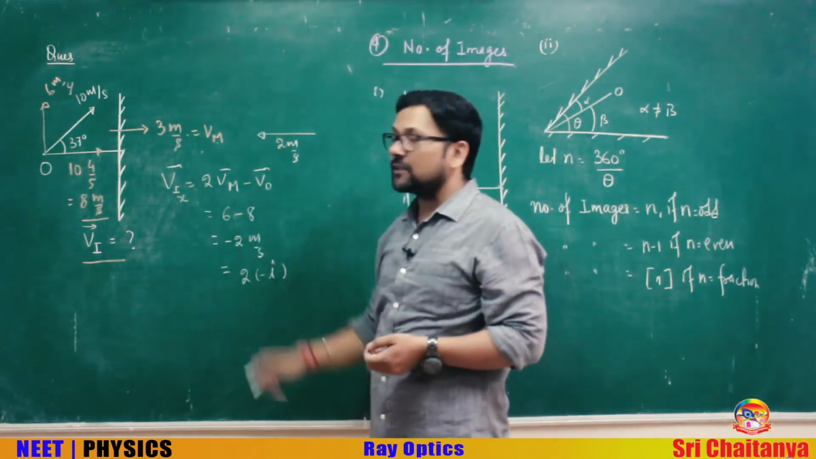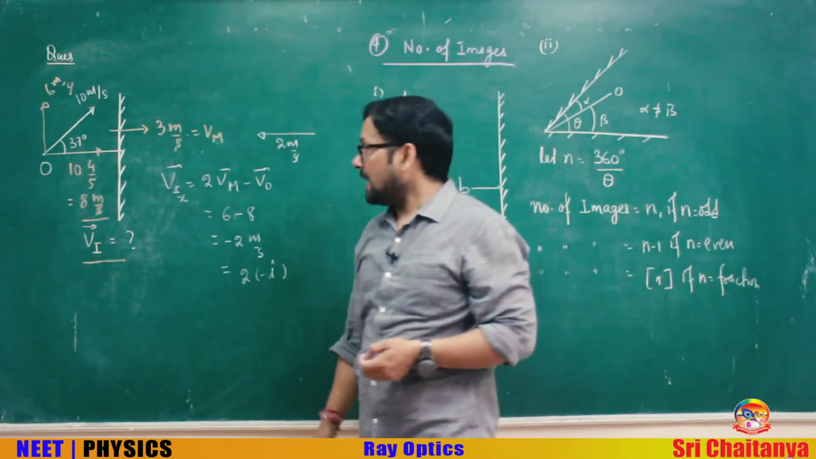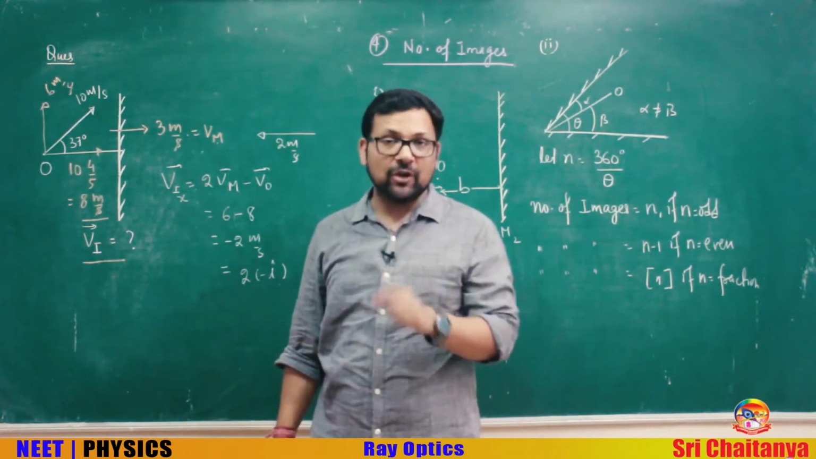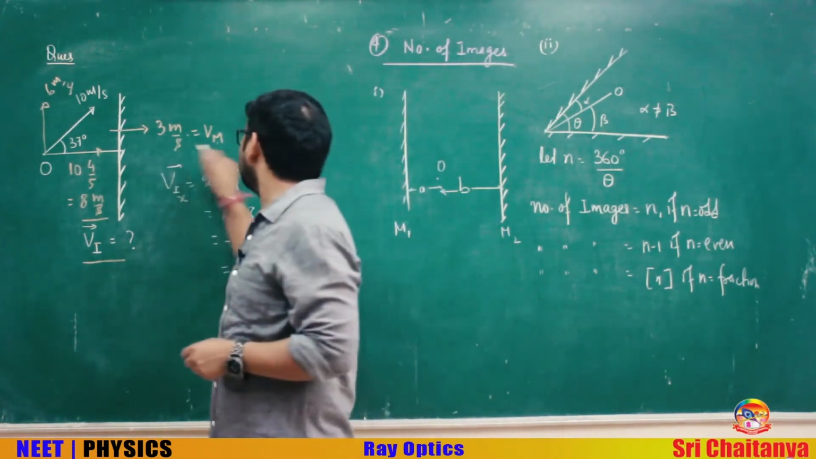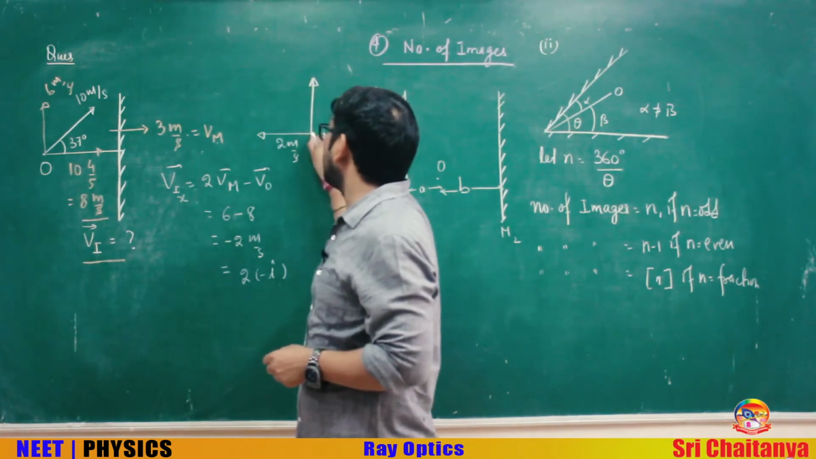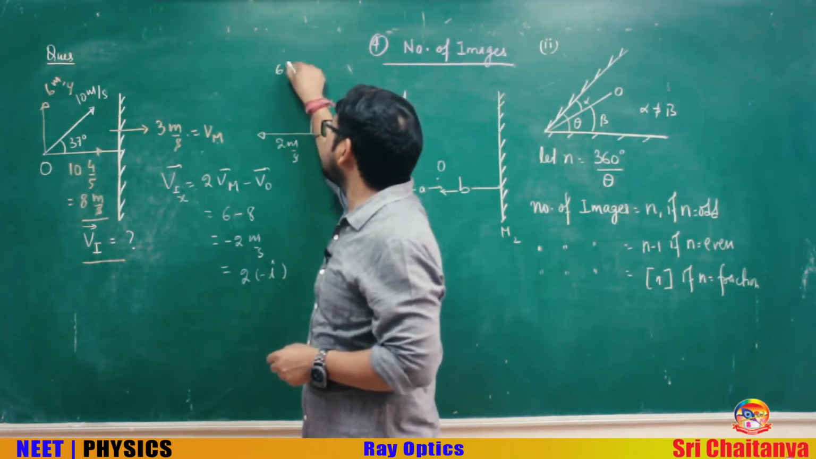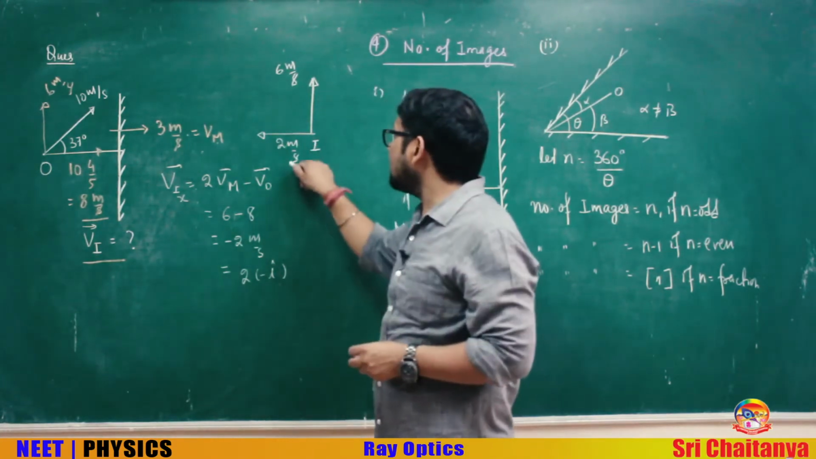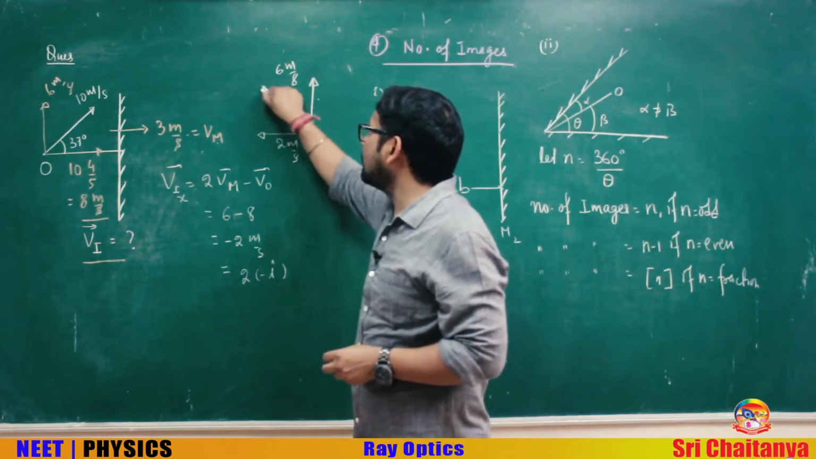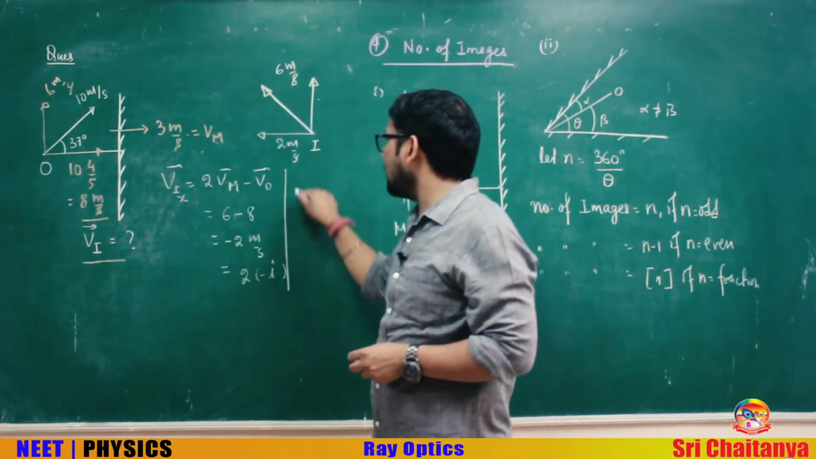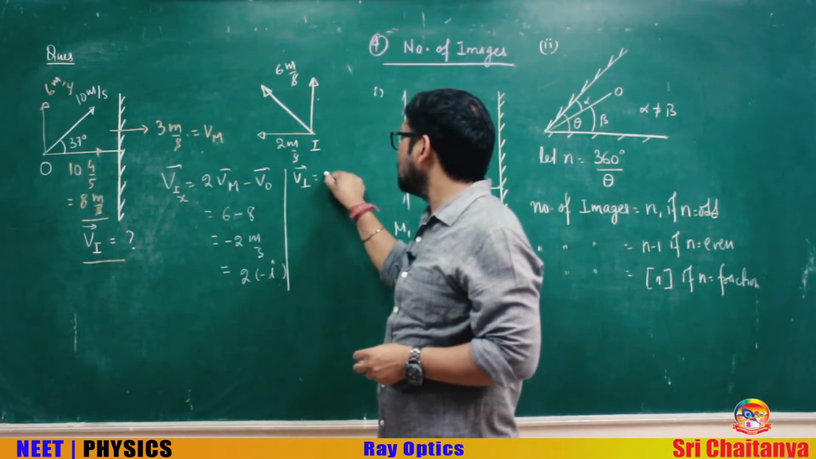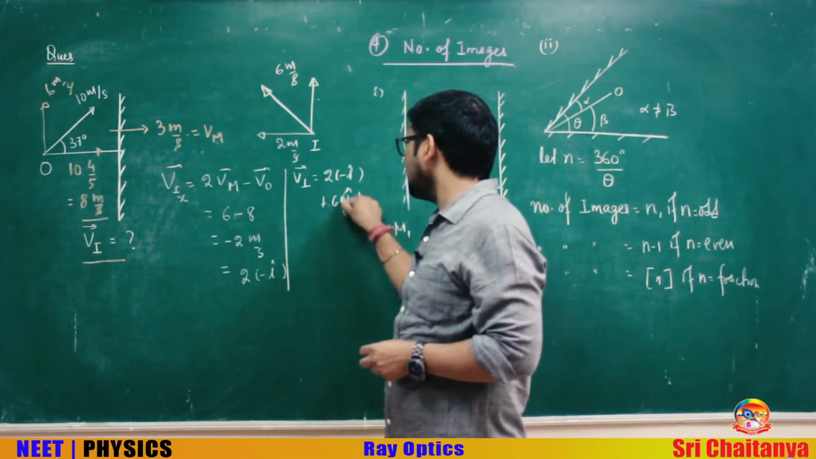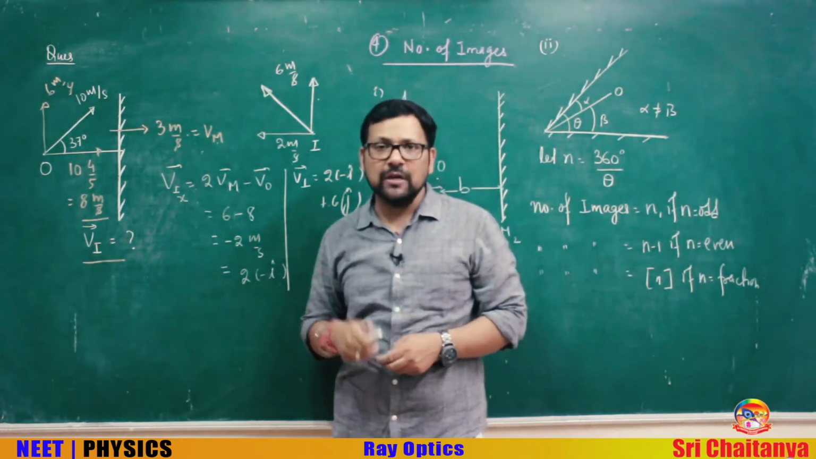Now the second object velocity was 6 meters per second. As this line is not normal to the mirror, the object velocity and image velocity will be the same. So here we can write that this velocity of object is 6 meters per second. So these are the two velocities. Obviously the image will move like this, and the final velocity is minus 2 i cap plus 6 j cap, and from here we can calculate the magnitude also. This is how to solve.